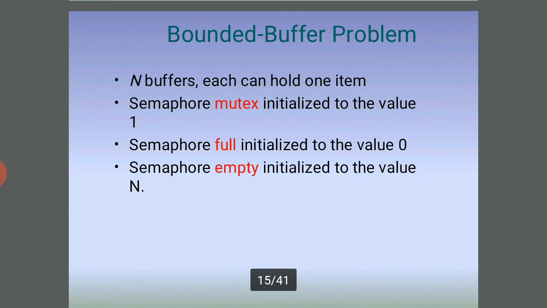The bounded buffer problem. There are n buffers, each can hold one item, and the semaphore mutex is initialized to the value 1, the semaphore full is initialized to the value 0, and the semaphore empty is initialized to the value n.